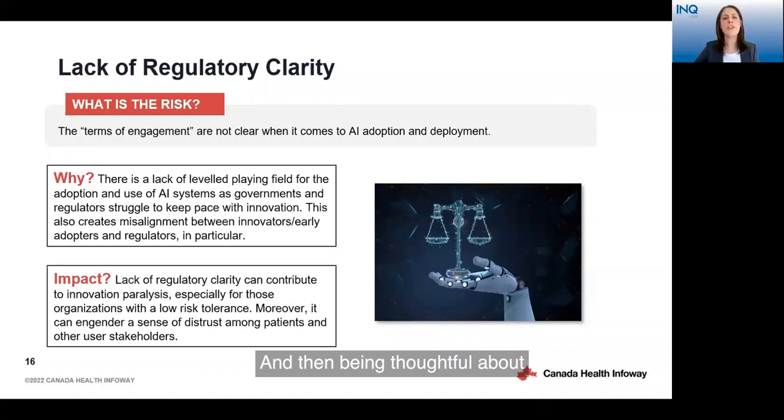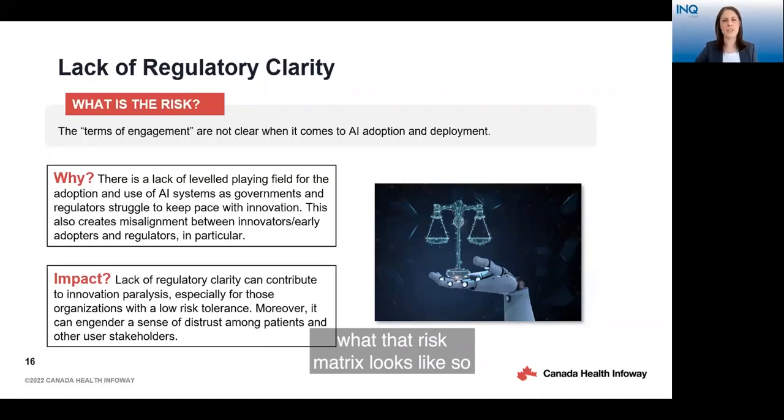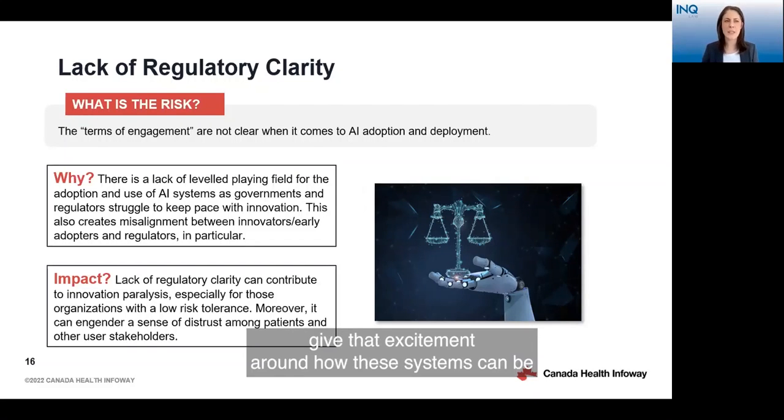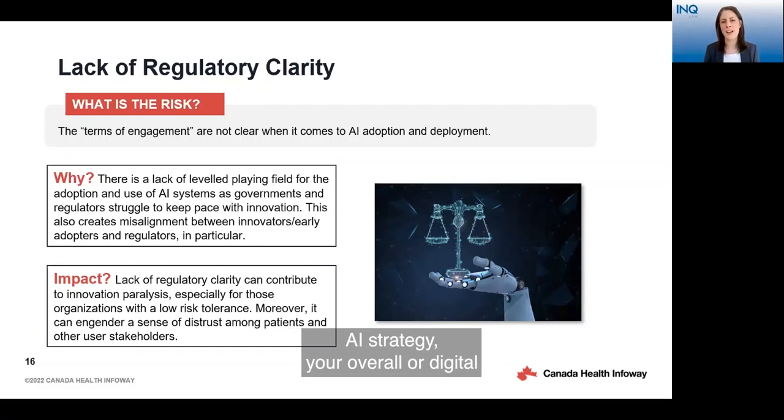And then being thoughtful about what that risk matrix looks like so you can speak to it intelligently. When there are questions that come up, you've already thought it through, you're working on it, identifying those benefits to continue to give that excitement around how these systems can be beneficial to the community in which you serve. All really important elements to your overall AI strategy, your overall digital transformation strategy. That might be a more appropriate term for your organization.